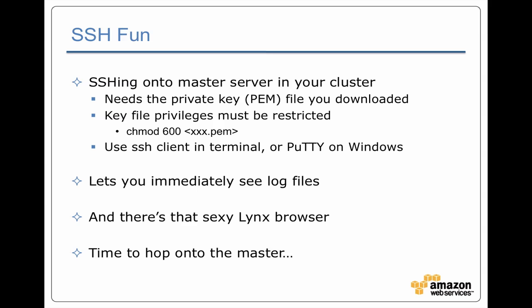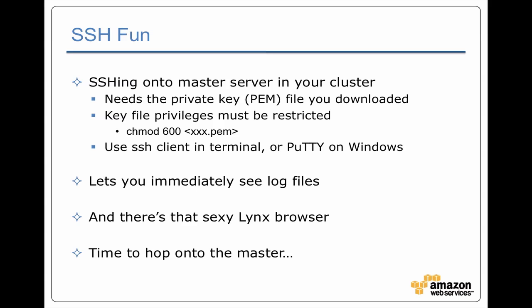A note about this is a common problem: you download the file, and the file permissions or privileges are too open. It means too many people who are not you can actually access that file, and so if you try and use it, SSH will complain. So you need to do some command line fun like chmod 600 on that file to restrict it to only you. And now when you're using SSH on a Mac or a Linux box, you're going to be using the SSH client in the terminal window, or typically on Windows you're using PuTTY.